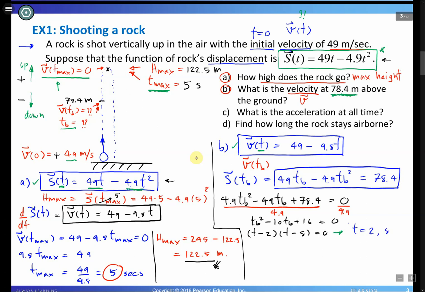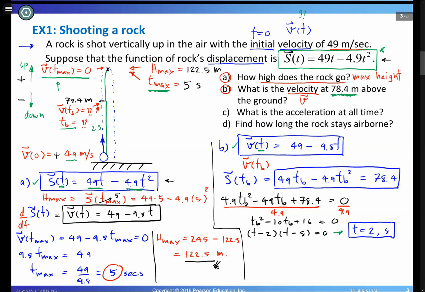Now, why do we have two values of time here? 2 seconds and 8 seconds. We are supposed to find the TB right here, but it turns out that we have two values. And the answer is because the rock passes this height twice. Let's take a look here. The rock starts right here and it takes 2 seconds to get to this 78.4 meters. And it takes 3 more seconds to get to the top. And that's why it gets to the top at 5 seconds.